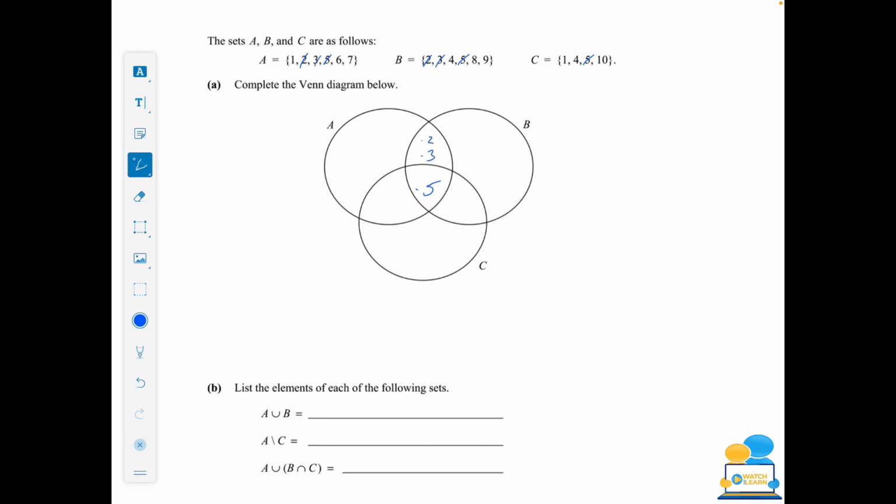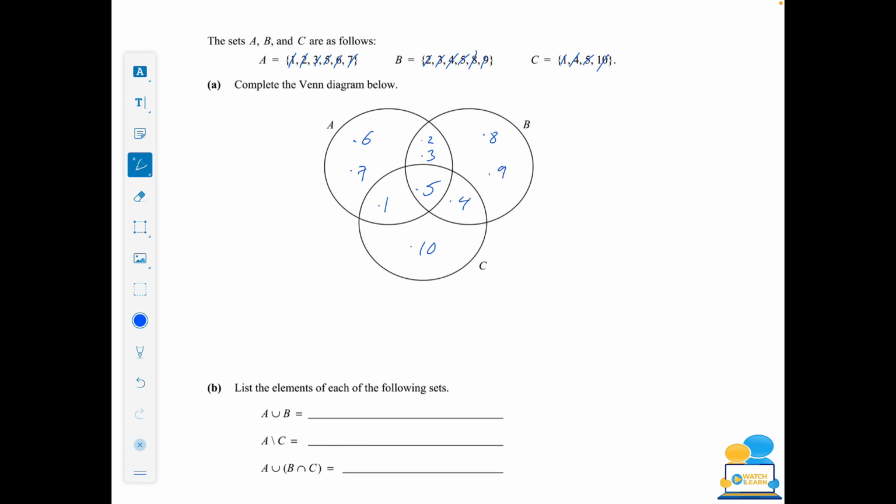Now I'm going to look at A and C together, and they'll go in there. So A and C both have a 1. And I'm going to look at B and C for this section. B and C is, what do they have in common? They both have a 4 in common. Once you have the intersection done, you have the hard bit done, all you need to do now is fill in the rest. So 6 and 7 are just in A, so they'll go out there. 8 and 9 are just in B, and 10 is just in C. Okay, that's our Venn diagram completed.